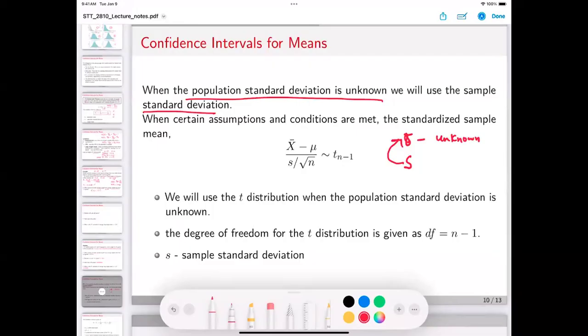So that is one thing I want you to draw your attention to. When the population standard deviation is known, we are using Z. If it's unknown, we estimate that using the sample standard deviation. Whenever we do that, the distribution is going to follow the student T distribution. So I want you to note that.